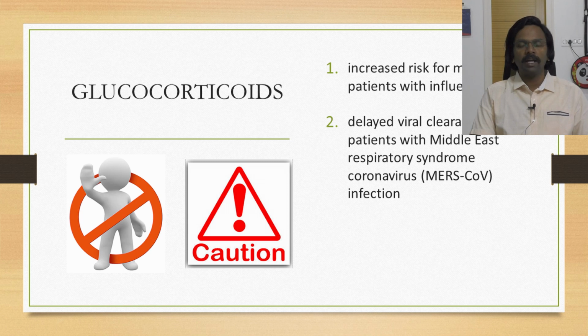Glucocorticoids are generally contraindicated but can be used with caution if compelling indications like chronic obstructive pulmonary disease or asthma are present, which may respond to glucocorticoids. But studies show that glucocorticoids increase the risk of mortality in patients with influenza, and they also delayed viral clearance in patients with Middle East respiratory syndrome coronavirus infection. So glucocorticoids should be used only when there is an absolute or compelling indication like asthma or COPD.